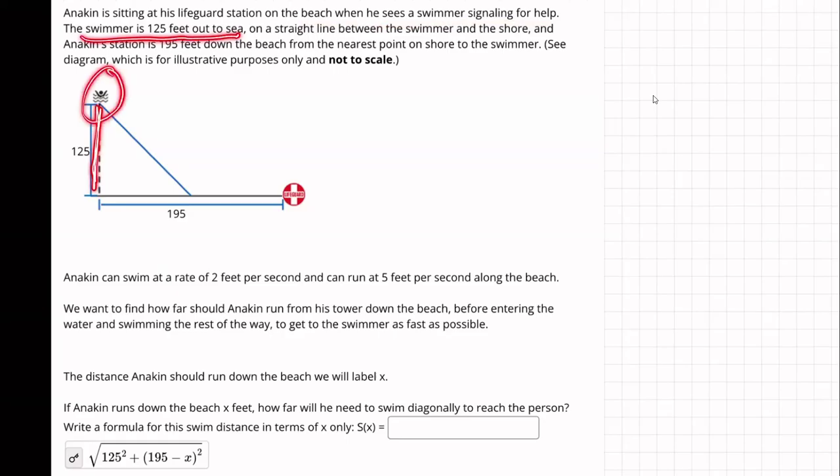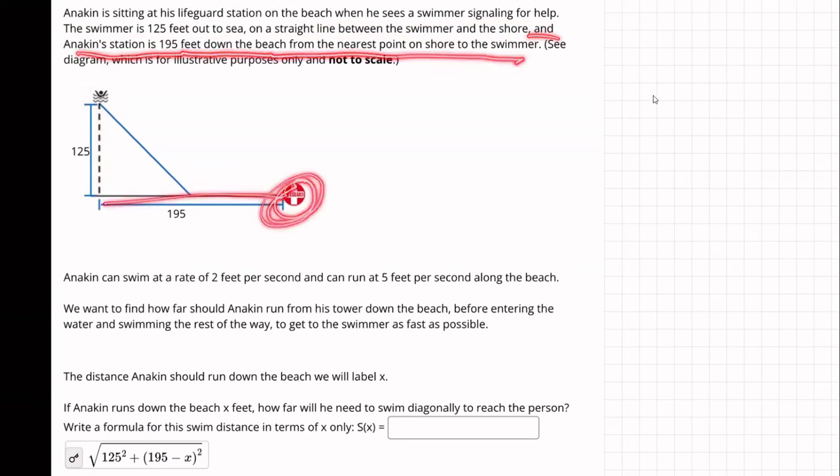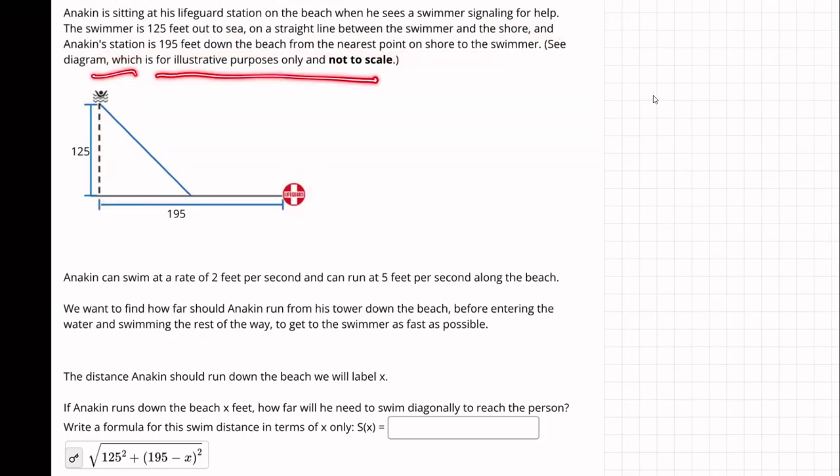So here we go. Here's the person out there on a straight line between the swimmer and the shore. There's a straight line, 125. And Anakin's station is 190 feet, 5 feet down the beach from the nearest point on shore to the swimmer. Down here, there's a lifeguard station. See the diagram, which is for illustrative purposes only, not to scale.